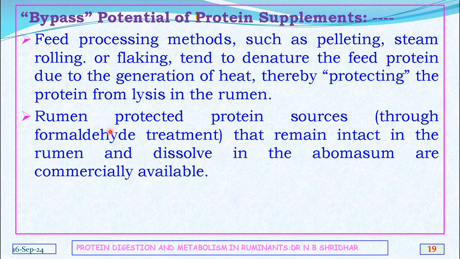For example, some technologies make rumen protected protein sources through formaldehyde treatment that remain intact in the rumen and dissolve in the abomasum, and these are commercially available as bypass proteins. But the formaldehyde concentration should be limited. That's the concept of bypass proteins. Bypass proteins are very essential, especially for animals producing a very high quantity of milk, for immediate supplementation of proteins in the form of amino acids.